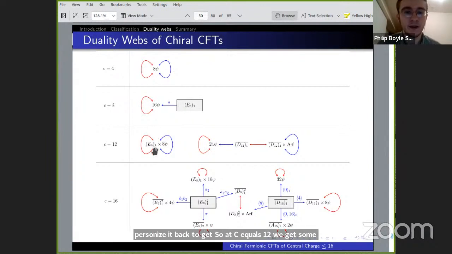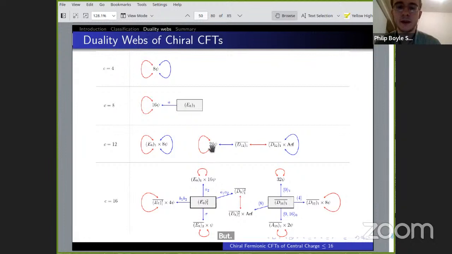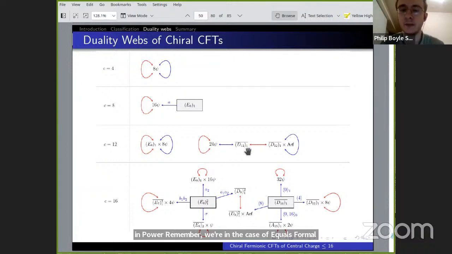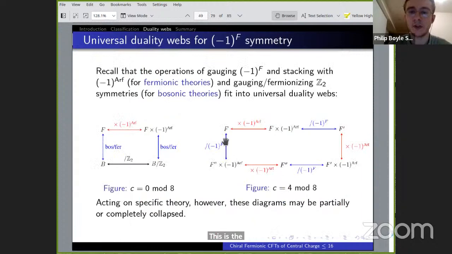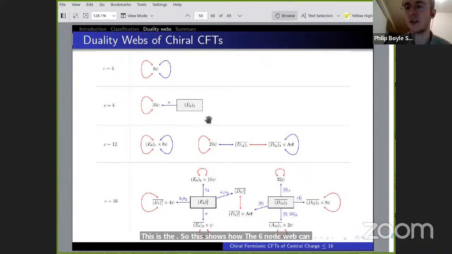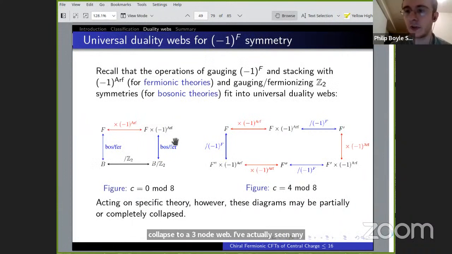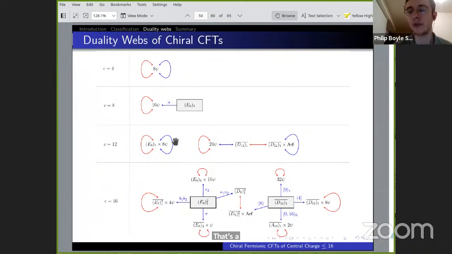So what we have here is E8 level 1 cross 8 Majorana fermions, aka the super E8 theory. And much like 8 Majoranas, it's self-dual. But there's 3 other theories, there's 24 free fermions. Now, if you gauge fermion parity, remember, we're in the case C equals 4 mod 8, so this gives me another fermionic theory. And this is the D12 theory. And then stacking with R just stacks it with R. This is then invariant under gauging fermion parity. So this shows how the 6-node web can collapse to a 3-node web. I've not actually seen any example where the 6-node web stays as a 6-node web. In all of these examples we consider, it collapses to 3. So I wonder if there's a C equals 24 example where it doesn't collapse.